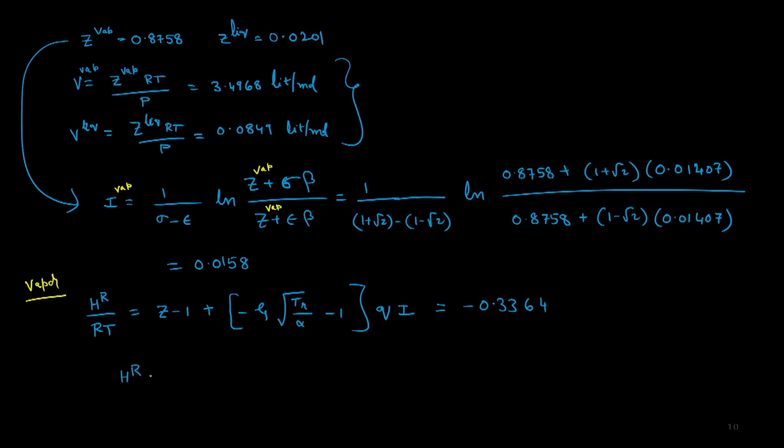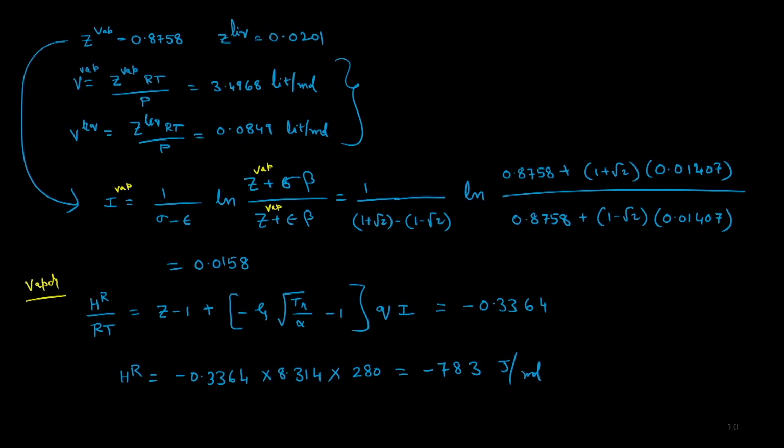I can use it to calculate HR. I just have to multiply this number with R in joules per mole per Kelvin, if that is the units I will be using, times T. The temperature I have is 280 Kelvin. So what I will end up is in joules per mole, 783 joules per mole.